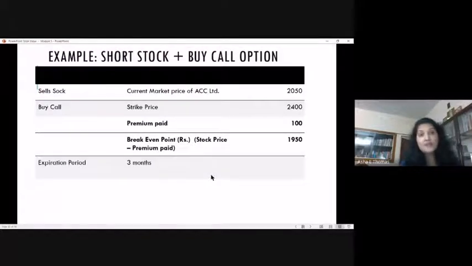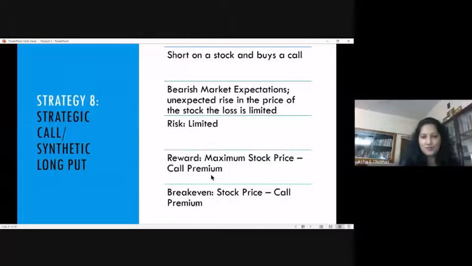Short stock is nothing but selling a stock without owning it, and to protect against the price rise, there is a possibility that the price can rise even though you expect a bearish market temporarily. What you will do is buy a call option from the derivative market. So it's a combination of spot and, as you say, the derivative market. That's why we call that a synthetic long put.